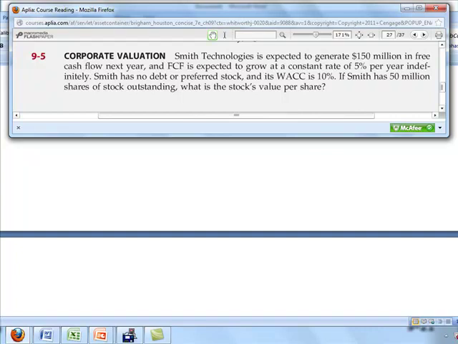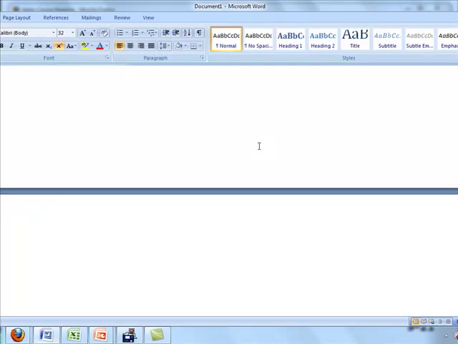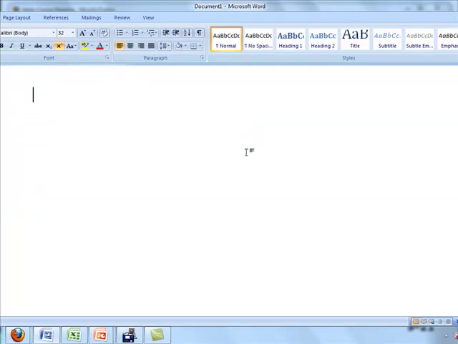Remember that step one is to try and compute the value of the entire firm. We have a constant growth scenario here, which makes it a little easier. Remember when we had the constant growth for dividends, right? And we were trying to value the stock by just taking the present value of future dividends. How did we do that? Well, the present value of all of that, and therefore the price of the stock, was D1 divided by RS minus G.